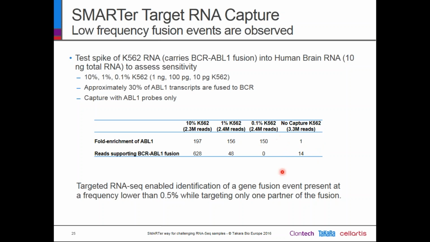And what we see is that if we don't do any capture method, we are not enriching the transcript, and we find very few reads that support the fusion. But when we do an enrichment using our Target RNA Capture method, we're able to enrich at least 150 times this ABL1 gene, and we can see that at 1% of spiking we are able to detect reads supporting the fusion. So of course you can imagine that if you use also probes against the other partner of the fusion, you can enrich this much more. So this shows us that our method enables to detect a gene fusion that can be present at a frequency lower than 0.5% when we are targeting only one of the partners.